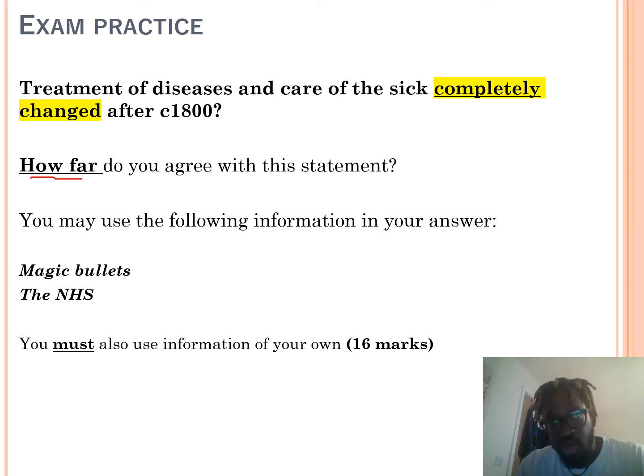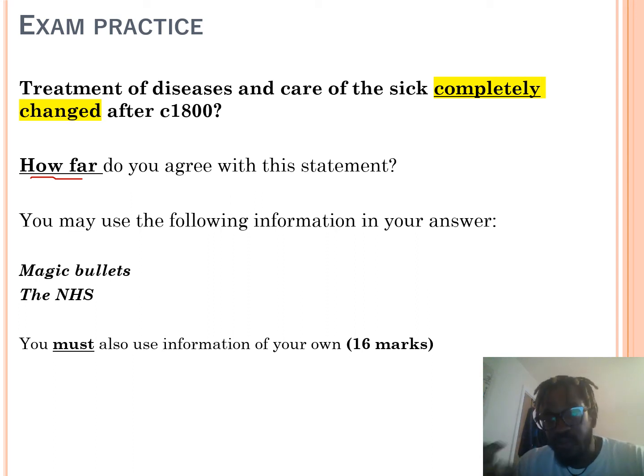For this one, the question says, treatment of diseases and care of the sick completely changed after 1800. I've highlighted that. What that effectively means as a question is basically saying, after 1800, the treatment of diseases and how people were cared for massively changed from what had gone before. Okay, how far do you agree?